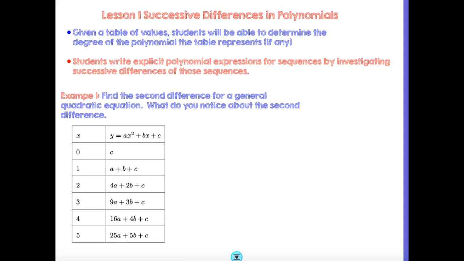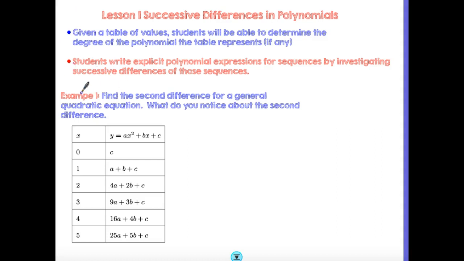So in English, in layman's terms, I don't understand any of that, but what I can tell you is that you're going to take a table of values and you're going to be able to create an equation based on those table values. That's all this is saying. So let's go ahead and get started.